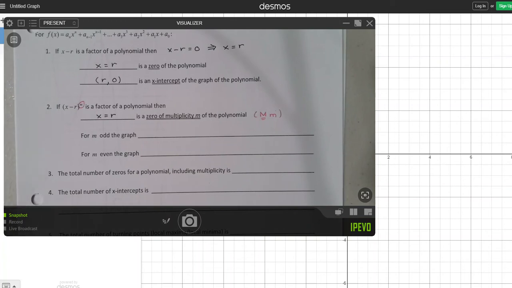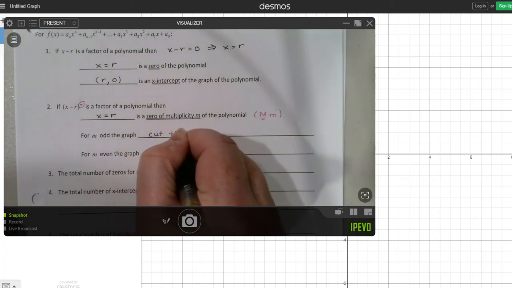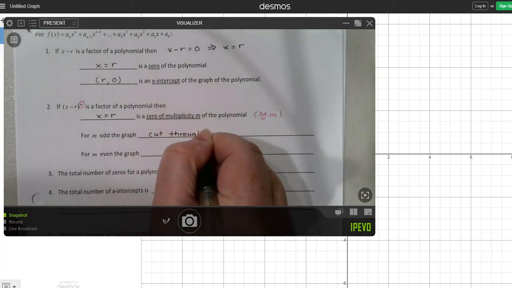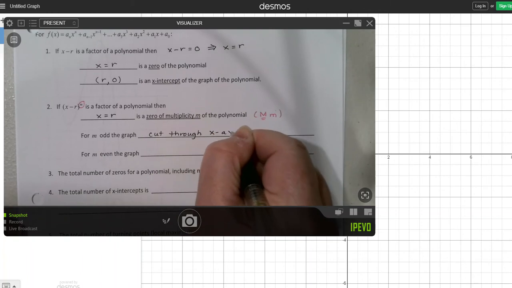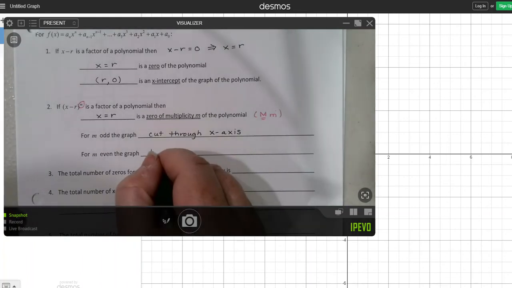And then we noticed that if m was an odd power, so we had odd multiplicity, the graph would cut through the x-axis. And if m was even, the graph would bounce off the x-axis.